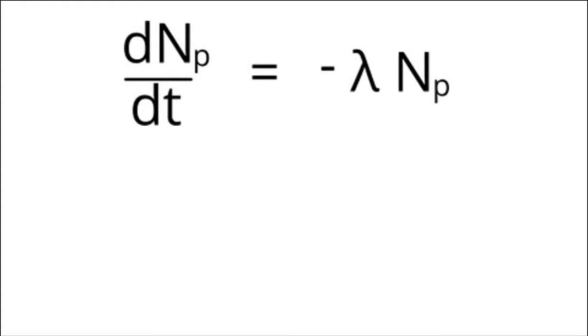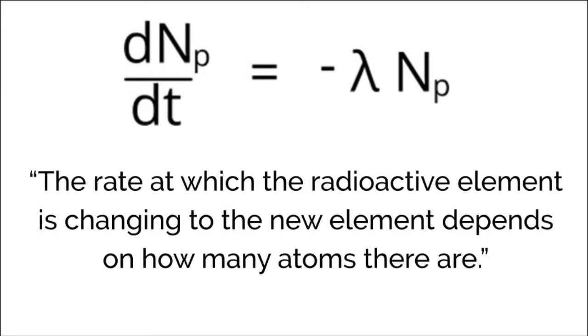This equation that looks complicated is a maths shorthand for a simple physical rule that radioactivity follows. The first bit, we say dN by dt, means the rate of change with time, and N is the number of atoms of the radioactive element. So the equation says the rate at which the radioactive element is changing to the new element depends on how many atoms there are. The more atoms, the faster they disappear. We will need this fact later on.